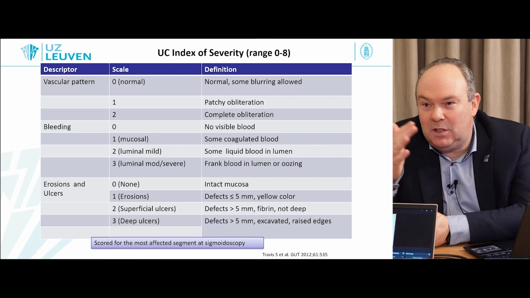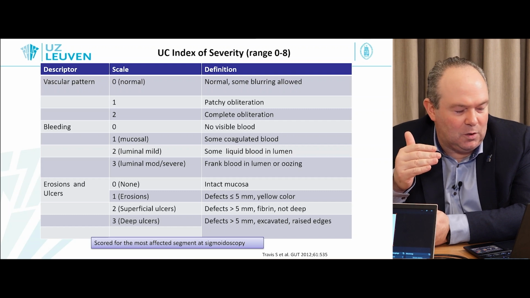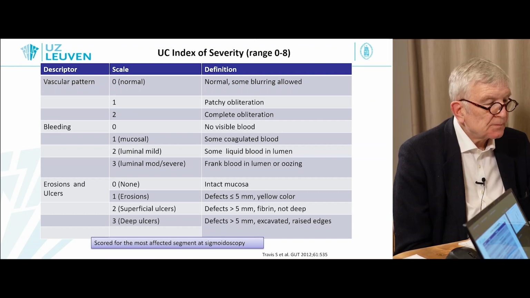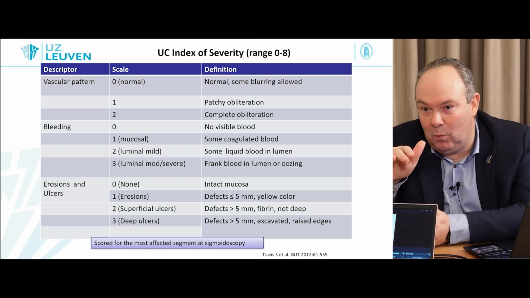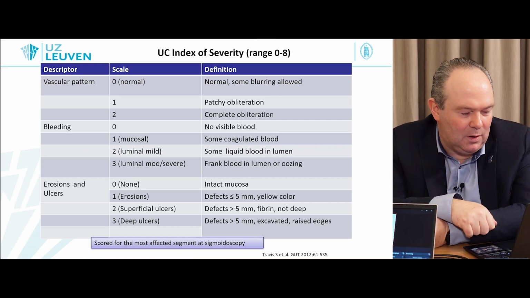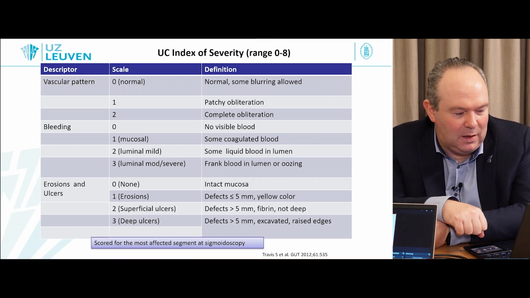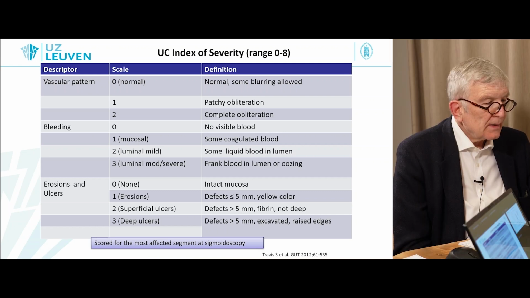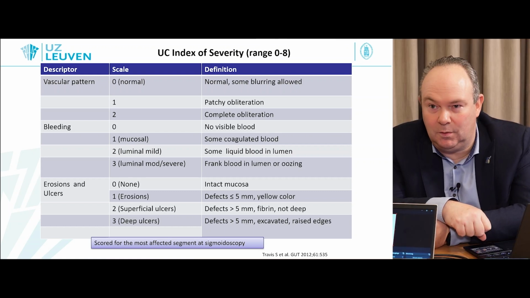And also there's a distinction between the erosions, whether it's small erosions, which are smaller than 5 millimeters and typically yellow in color, and then superficial ulcers, which are more than 5 millimeters, and then the deep ulcers like the ones that I showed you, which are excavated. And again, it's scored for the most affected segment for sigmoidoscopy. And that's merely an endoscopic score? Yes, there are no clinical components to this.